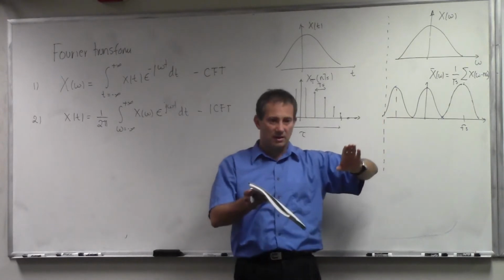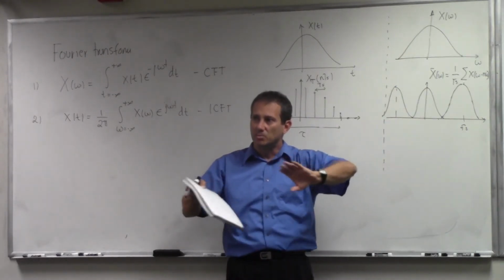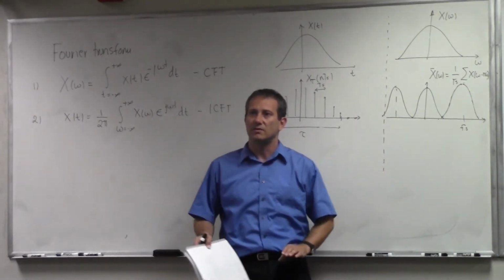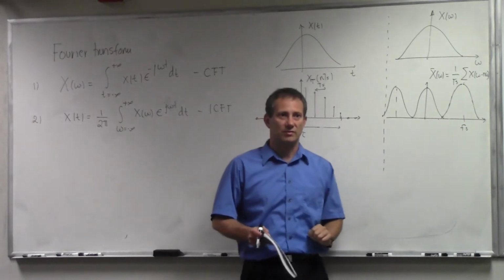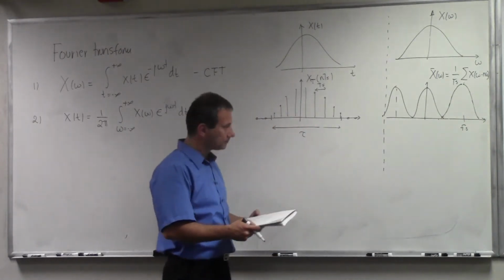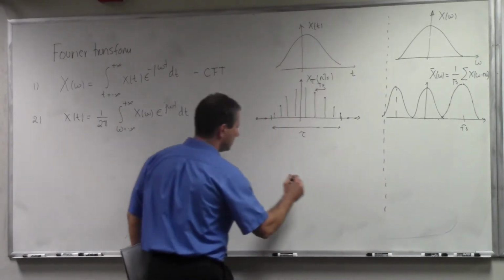Therefore, by using a sampling frequency higher than the Nyquist rate, you're pushing these replicas of the signal further apart, allowing you to have less distortion when it comes to aliasing. Now, the last step of the puzzle is doing this.